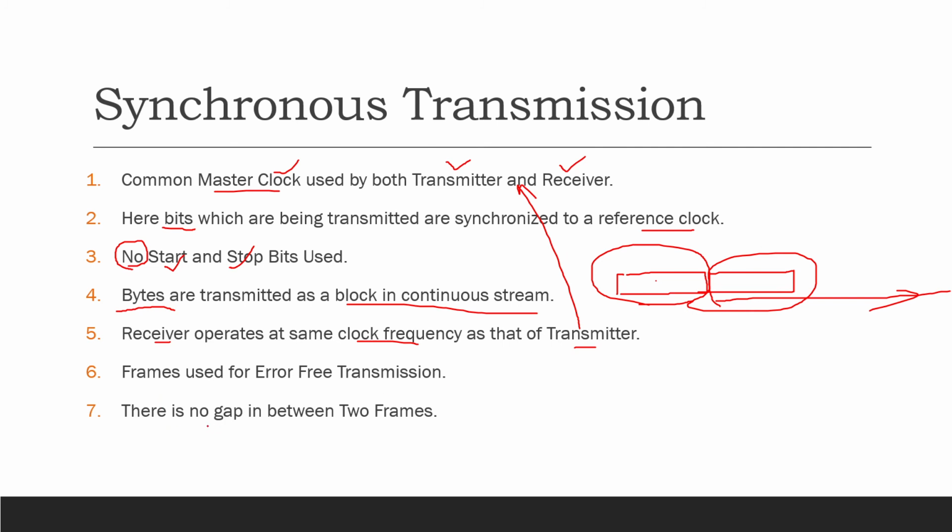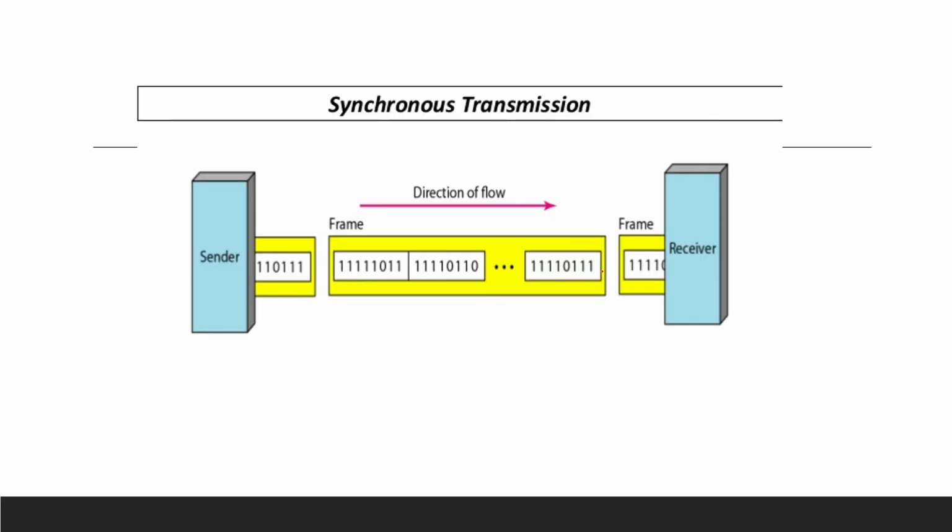Also, one thing is very important: there is no gap between two frames. There is no gap in between these two frames. They are continuously propagating the information. This is synchronous transmission. This is the transmitter and this is the receiver. The direction of flow is shown, and these are the frames comprising 8 bits of information without any gap. This information is propagating over a channel having only one wire, and it is received at the receiver side.